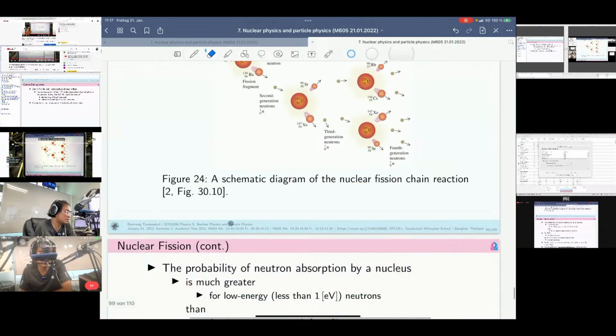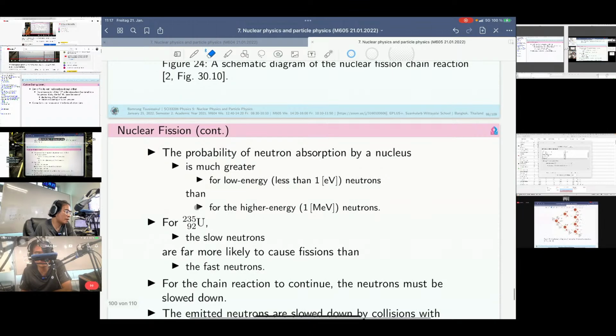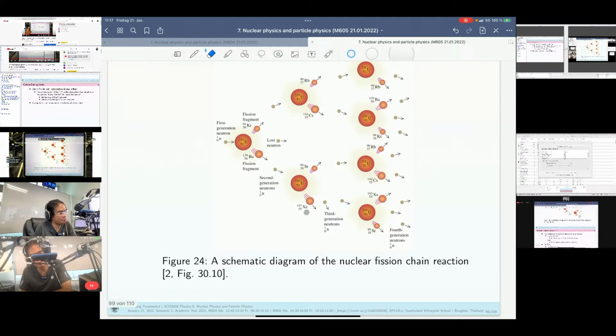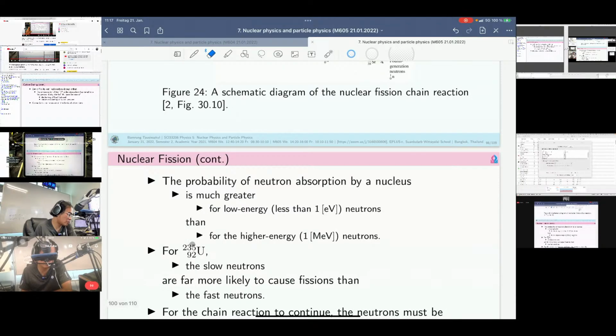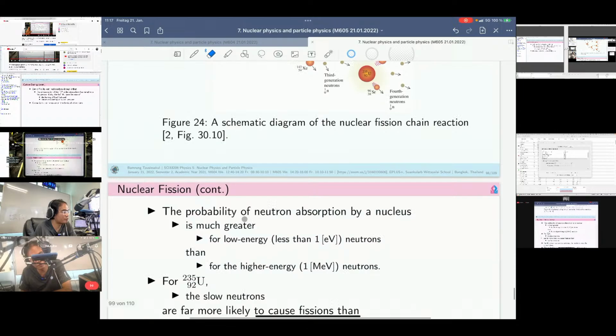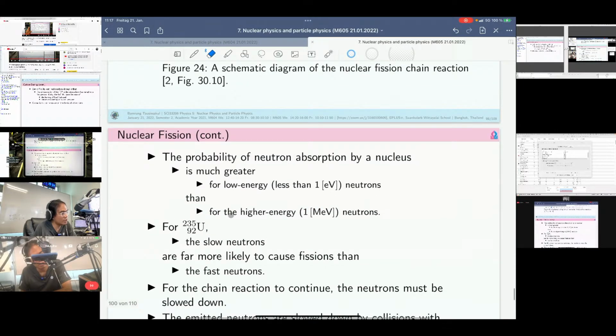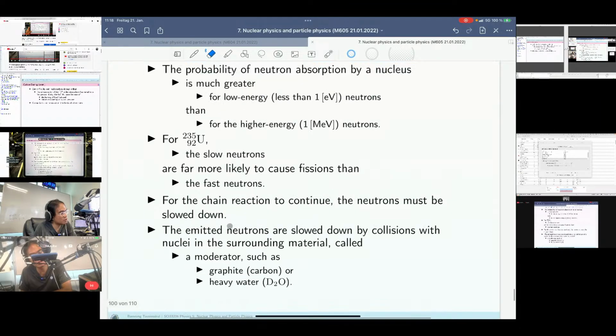The slow neutron will start the disintegration of uranium-235. High energy neutrons, like 1 mega electron volt, which is a million electron volts, will not be useful to the next uranium. For uranium-235, the slow neutron will be useful to cause the next round of fission than the fast neutrons. For the chain reaction to continue, the neutron must be slowed down.